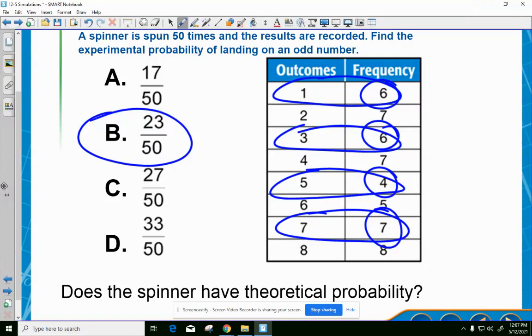Okay. So Kaylin says, yeah, that spinner would have theoretical probability. Do you agree with her? What's that? Oh, you are wrong. But do you know why? True. But does it have theoretical probability? That's the question.